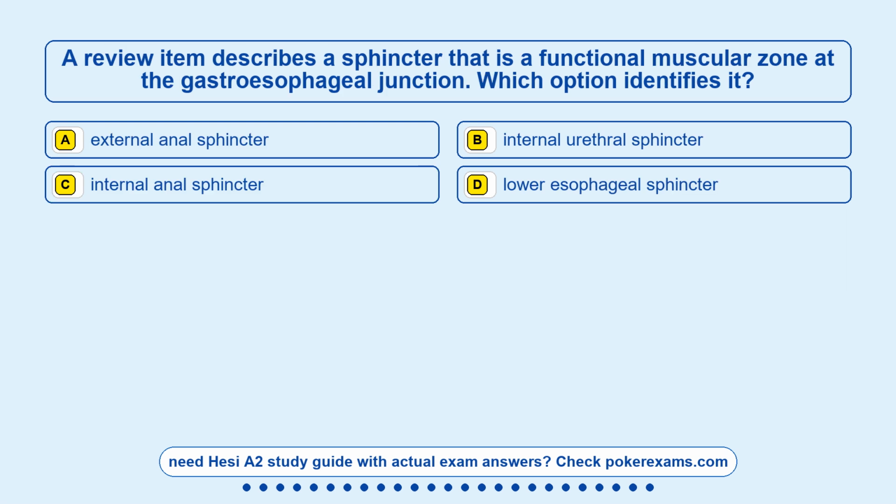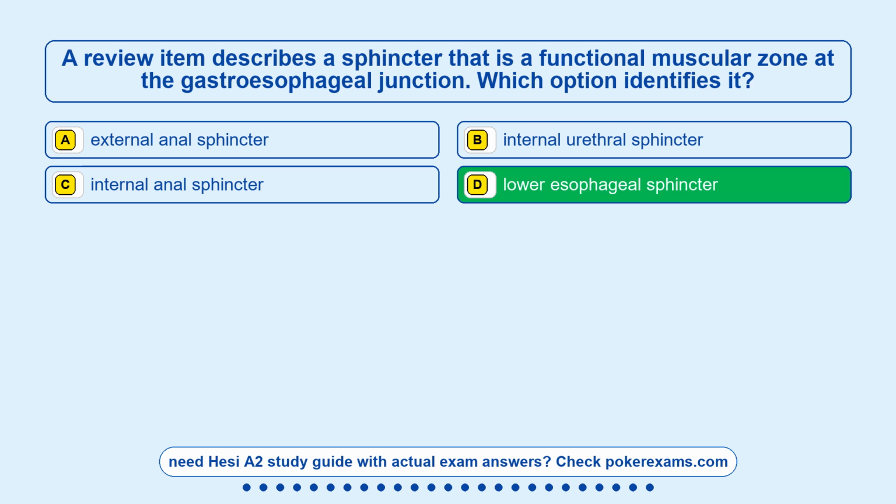Question 20. A review item describes a sphincter that is a functional muscular zone at the gastroesophageal junction. Which option identifies it? Option A, external anal sphincter. Option B, internal urethral sphincter. Option C, internal anal sphincter. Option D, lower esophageal sphincter. The correct answer is option D, lower esophageal sphincter.